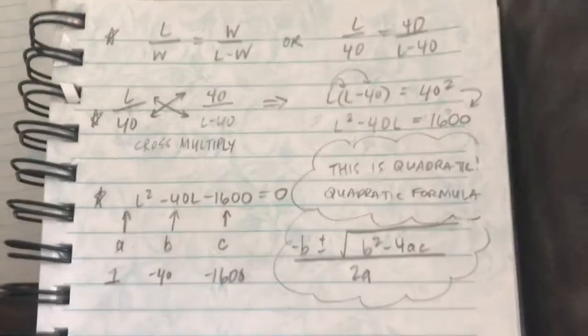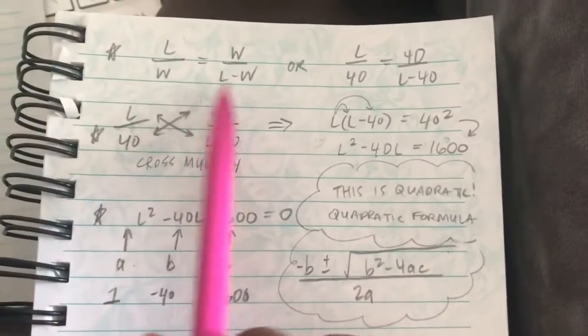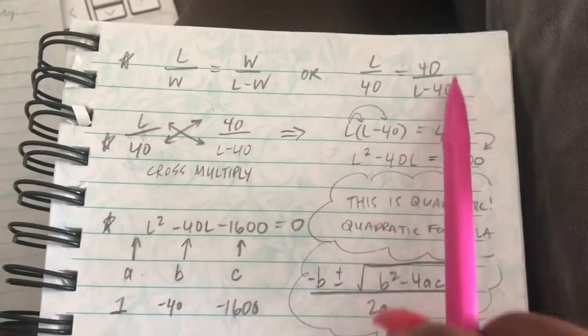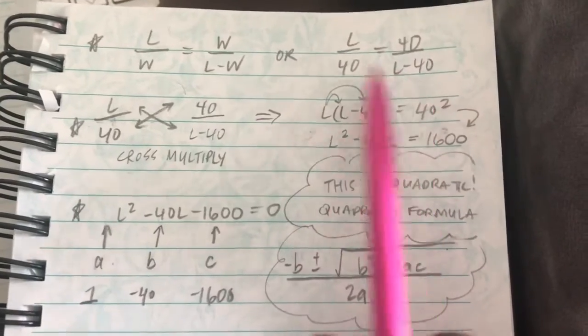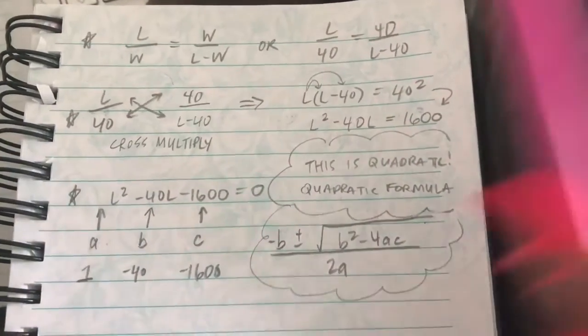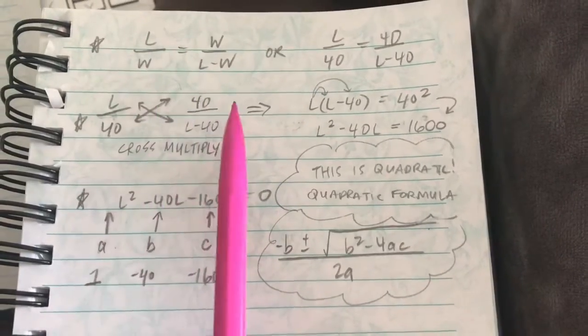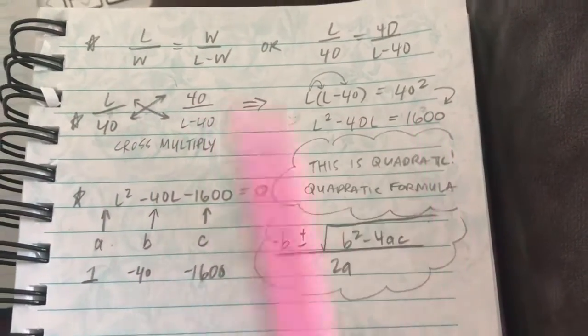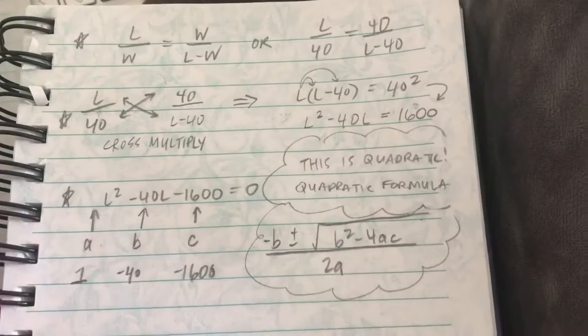So the first thing you do is write the proportion that they give you. And then I went on ahead and plugged in 40 for W because they told us that the width was 40. All right, and now we're looking for L. So the first thing you want to do whenever you have a proportion is cross multiply so that you can get an equation without fractions.